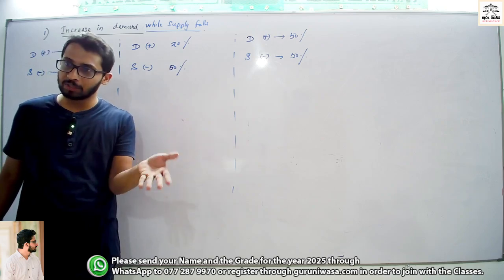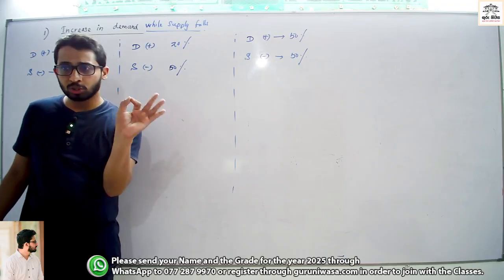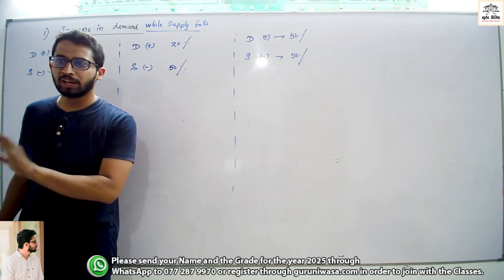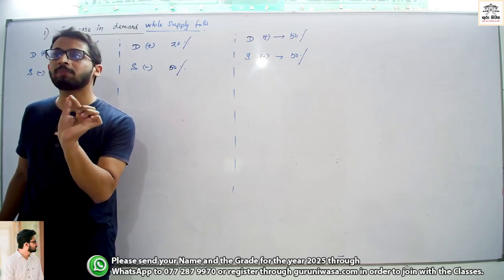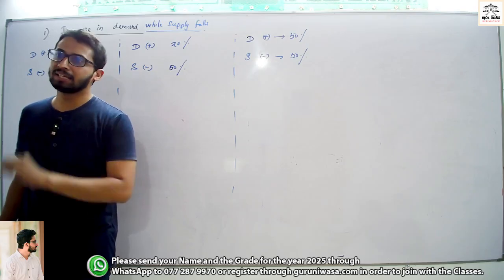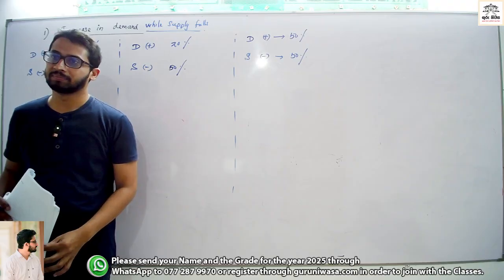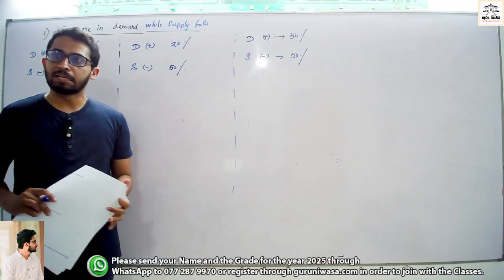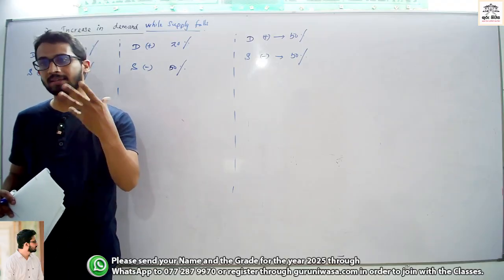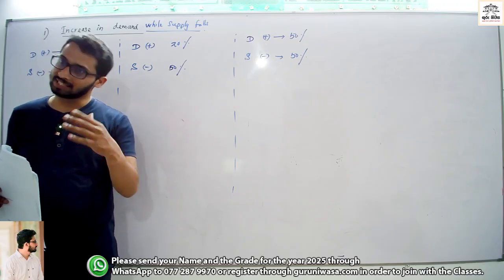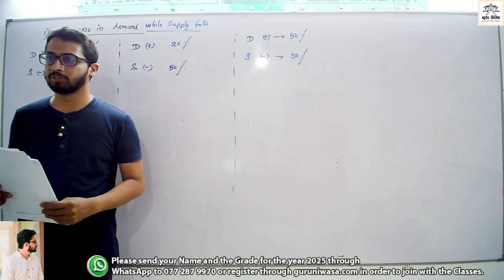What happens to equilibrium price? Go through all three diagrams very carefully, then you can recognize one similar point. One of them, price or quantity, will be indeterminate. We don't know which way it will go, but the other one we can say exactly whether it increases or decreases. You get the point?